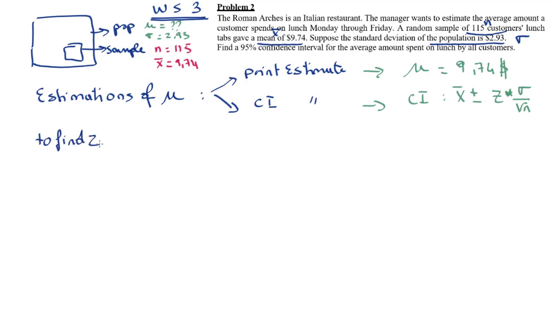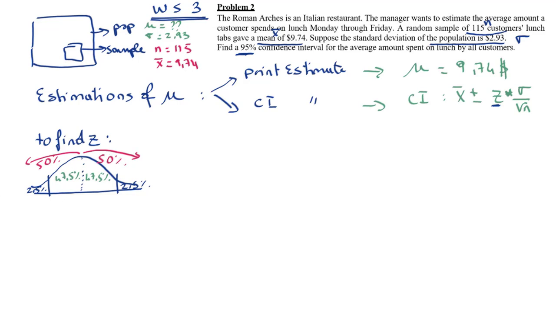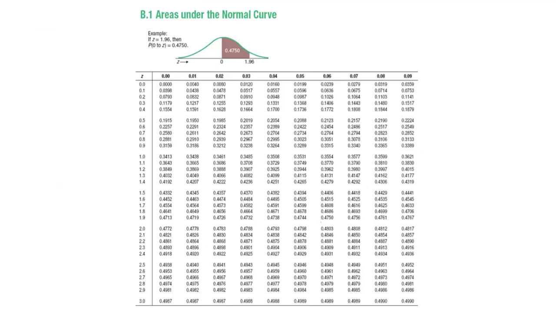We will use the following formula to find z. We draw a normal curve with two tails. The error is divided into 2.5 on each tail. To get the area from the mean to z, we will subtract 2.5 from 50%, and we get 47.5%. We go to the Z table and search for 0.475. We get a Z value of 1.96.